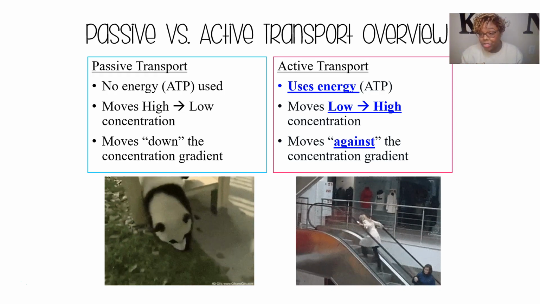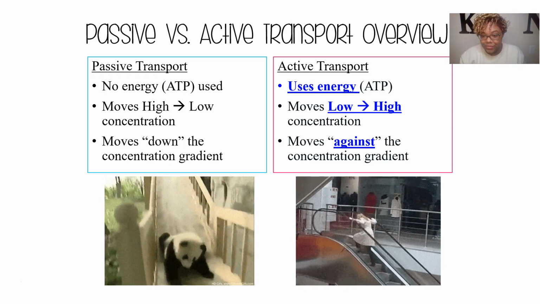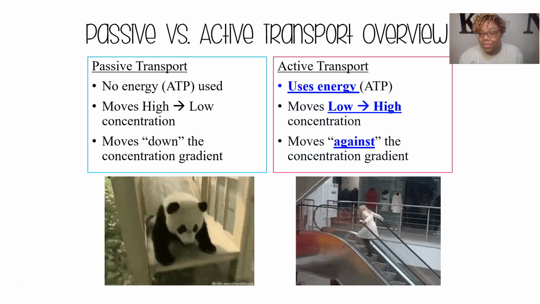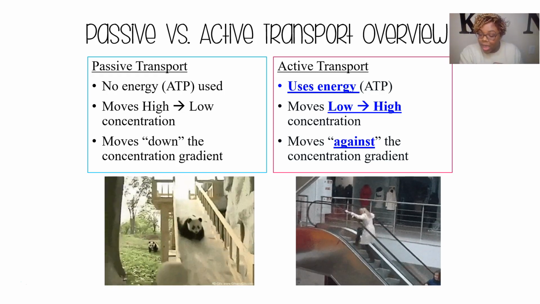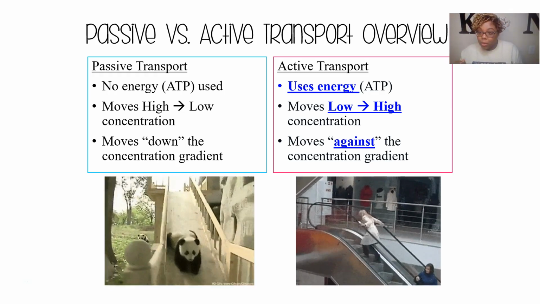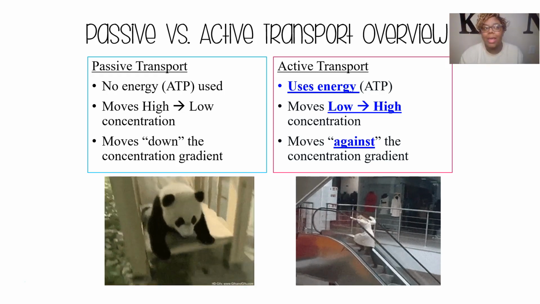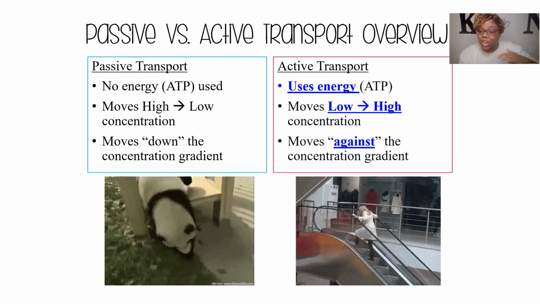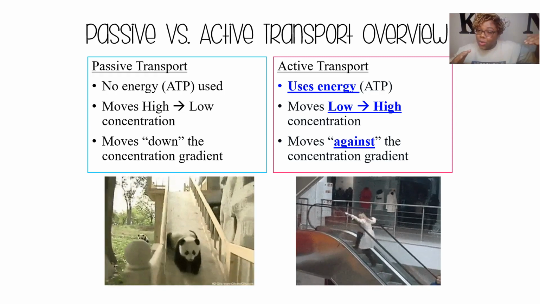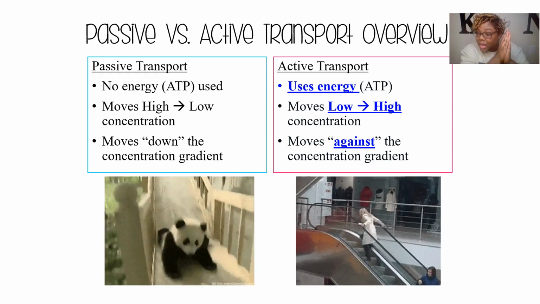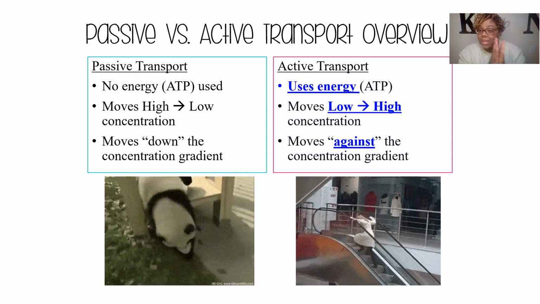Active transport does use energy. So I want you to look at this lady right here on this escalator. Yes, she looks very stupid. I'm pretty sure some of y'all had tried that also. Anyways, she's walking up this escalator and she's going from where? She's going from low to high. Now, as she's climbing up, is she using energy? Yes, she's using a lot of energy to try to get to the top. And because she's using energy to get there, she's going against the gradient. You can see that the gradient is going down, but she's going up, so she's going against it.